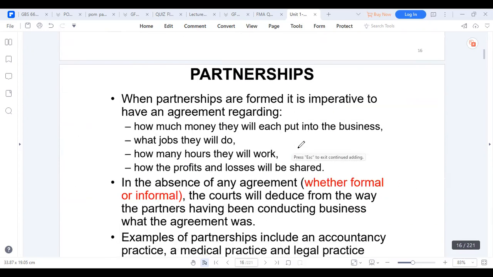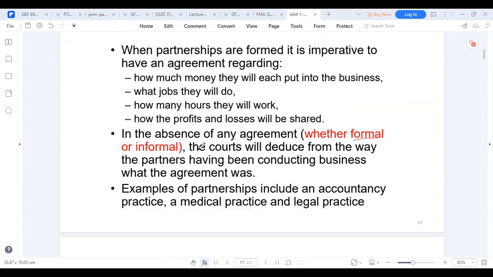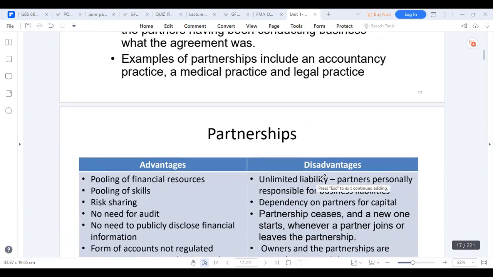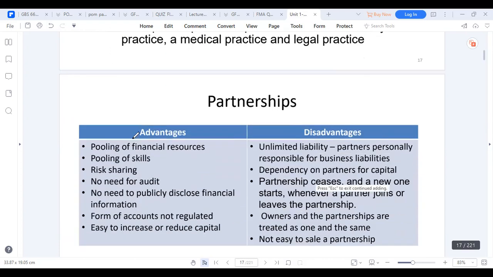So for a partnership, the agreement can either be formal or informal, meaning a court may deduce the way that partners have been conducting business. All right. Also, examples of partnership will include medical practice and legal practice. So for advantages, I've talked about unlimited liability. For the disadvantages, dependence of the partners, and the partnership ceases when a new member enters, so that I've just explained.